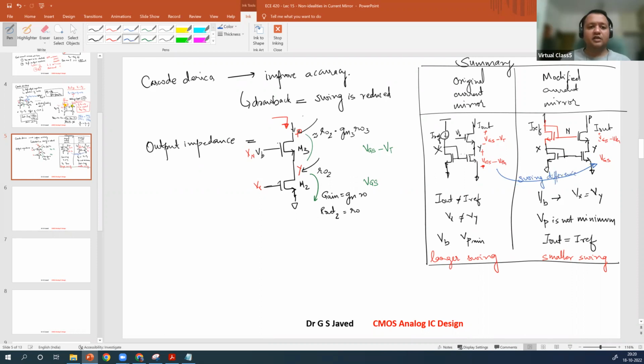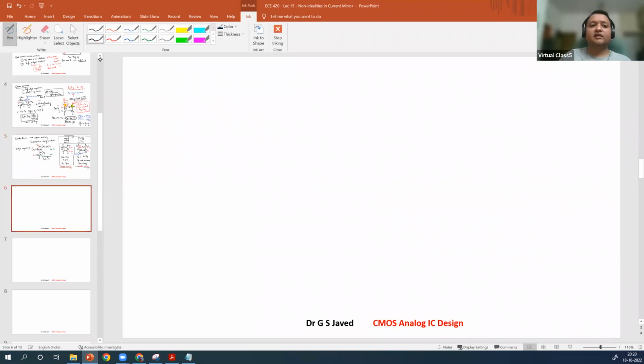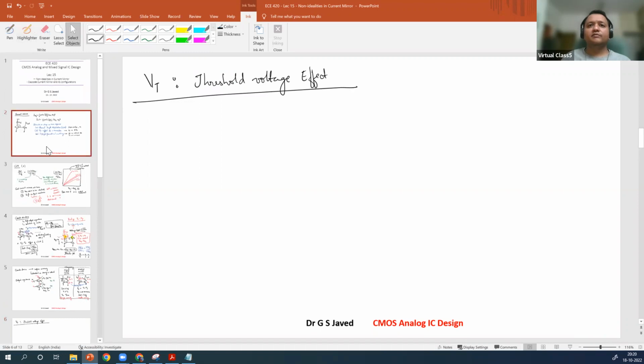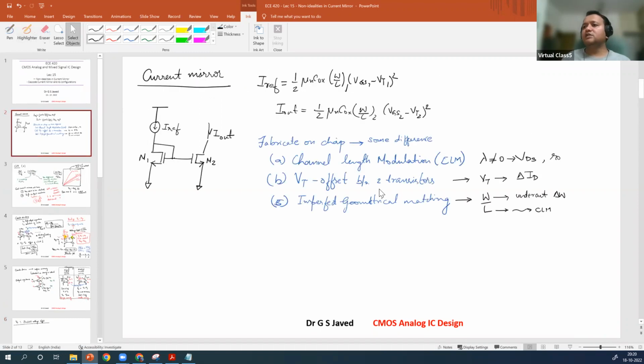Right, this is going to be the accuracy and voltage swing trade-off. Now, the next effect we will see is the threshold voltage, VT, effect. We'll have to change gears now. We are looking at the second effect, right? We have looked at channel length modulation. Now we will look at the offset.